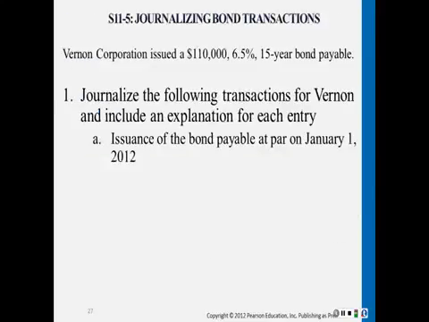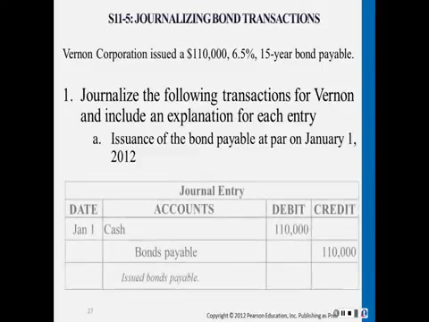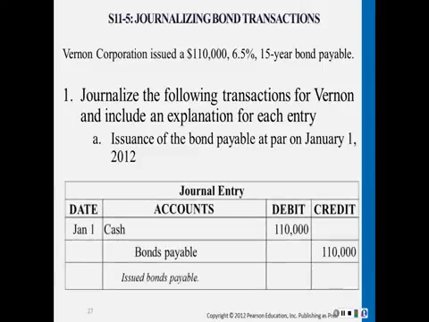Journalize the following transactions for Vernon and include an explanation for each entry. The Vernon Corporation issued $110,000, 6.5%, 15-year bonds payable. The issuance of the bond at par on January 1st, 2012. Cash, $110,000, and bonds payable, $110,000.